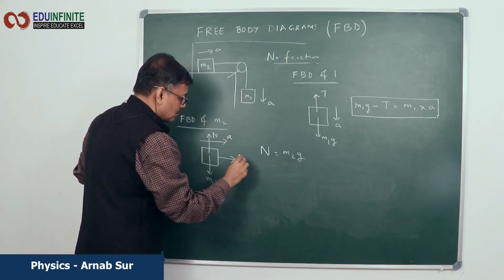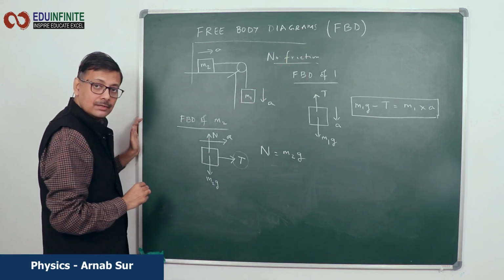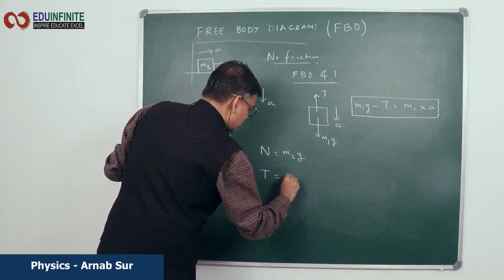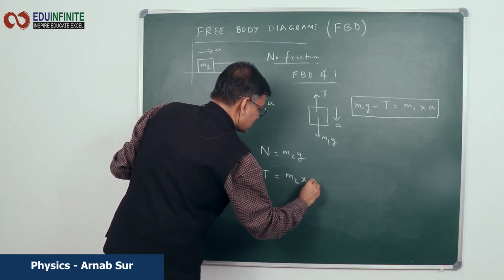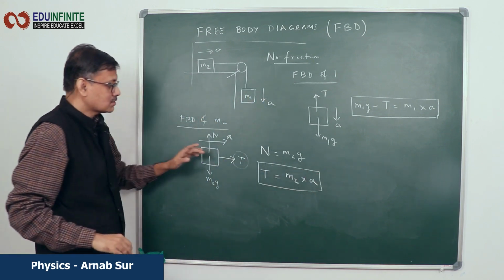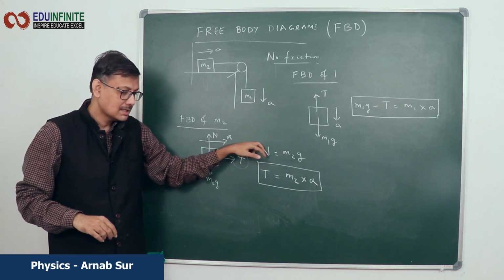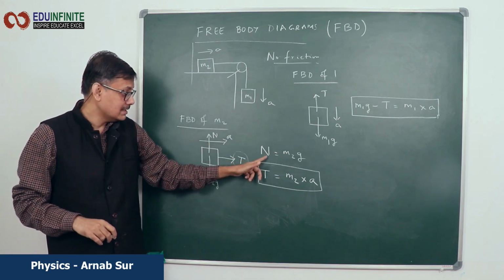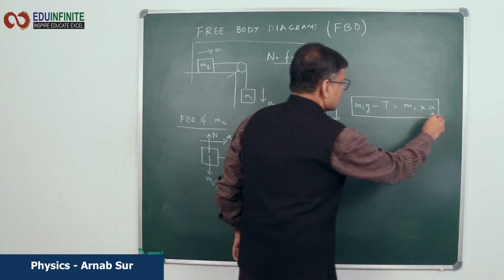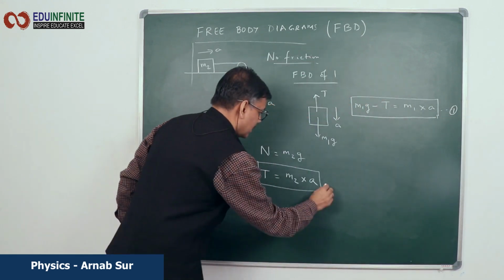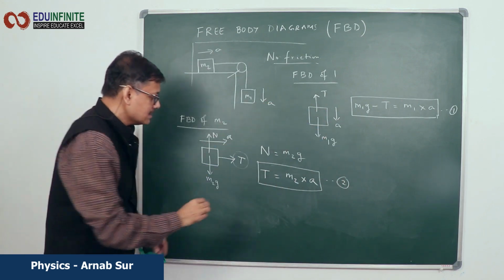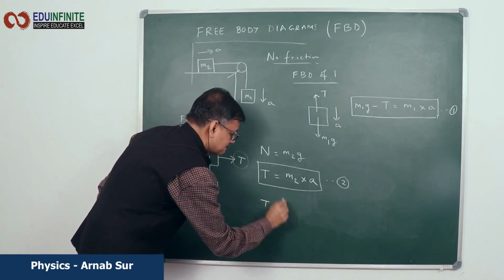And in the x direction, the only unbalanced force is T. So the net unbalanced force is T, which should be mass times acceleration. So this is my second fundamental equation. Because there is no friction, we will not be using this. Later on, if there is friction, then this N will come into the picture. Otherwise, we can use this. This is equation 1 and this is equation 2. So solving 1 and 2, we can get T and a.